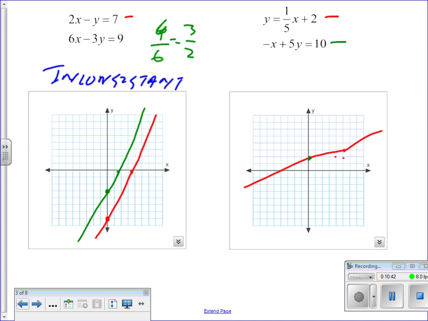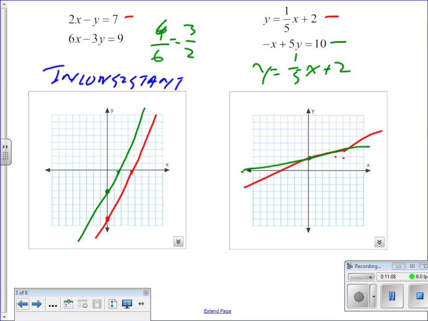And this is really lousy because it's supposed to be over here for my y-intercept. But if I were to rearrange this one, I would get y equals 1/5 x plus 2, which is what? The same line. So this is consistent, and technically I have an infinite number of solutions.